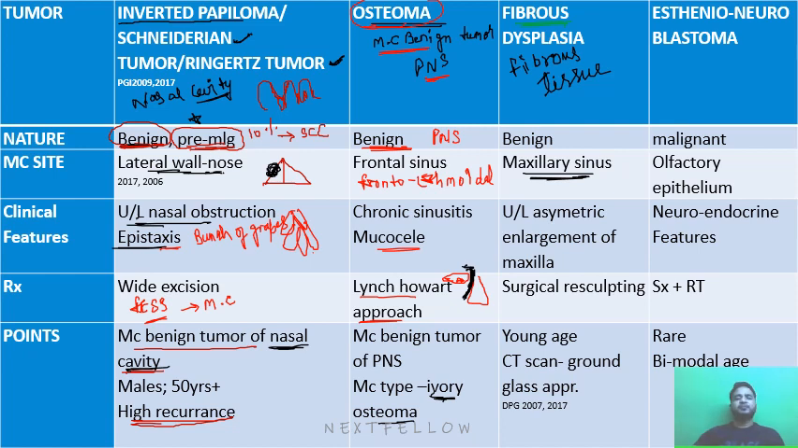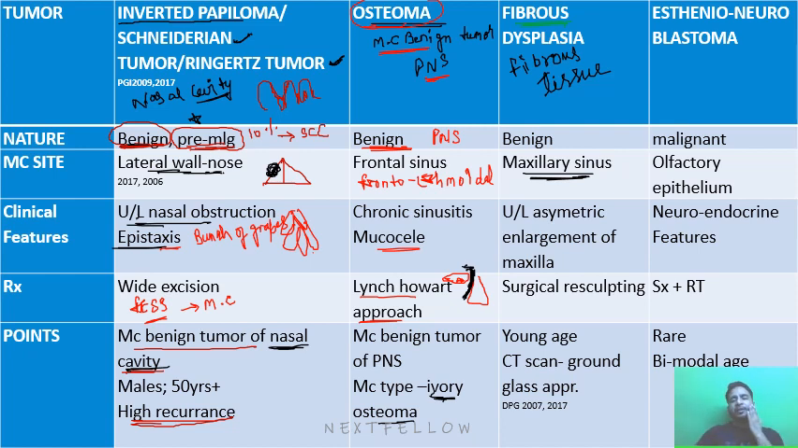Again, this is fibrous dysplasia. This is a benign tumor. Most common site is maxillary sinus. The clinical symptom will be unilateral asymmetrical enlargement of the maxilla. So the patient will present with prominence at the maxilla region because there is overproduction of the fibro-osseous tissue at the sinus level. So there will be asymmetrical enlargement of the maxilla.